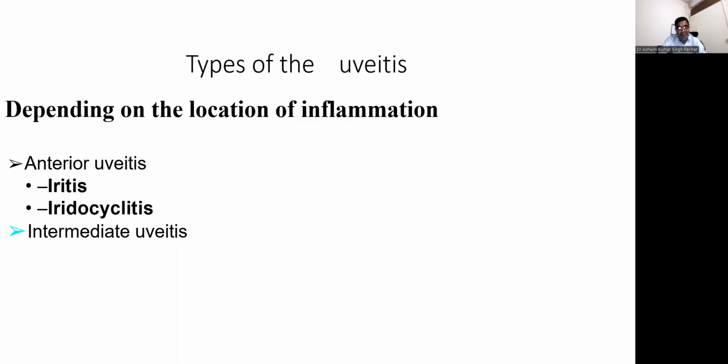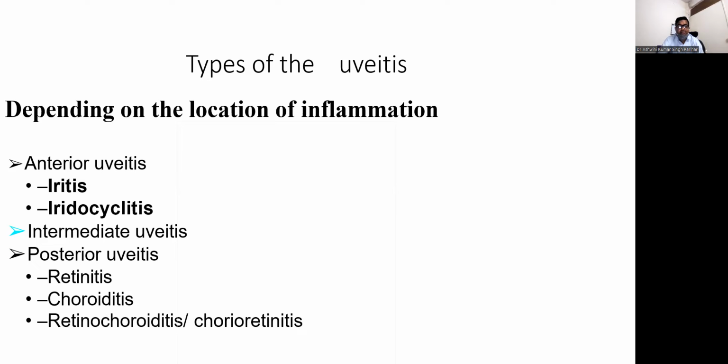The condition is cyclitis. And the third one is when it involves the posterior segment, known as posterior uveitis, where it affects either the retina, in which case the condition is known as retinitis, or the choroid, known as choroiditis, or if it affects both structures, it is known as retinochoroiditis or chorioretinitis, based on the affection. Now we will see the etiologic factors, the conditions in which these structures get affected, and how to diagnose and manage them over the upcoming slides.